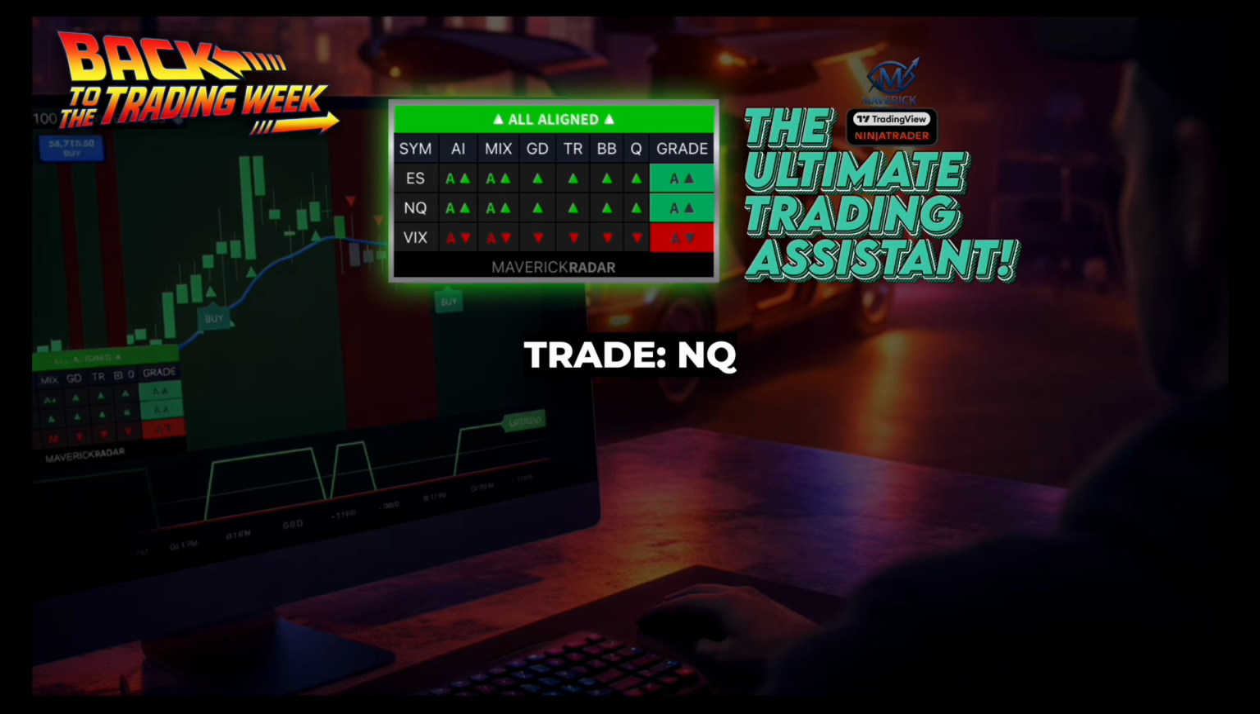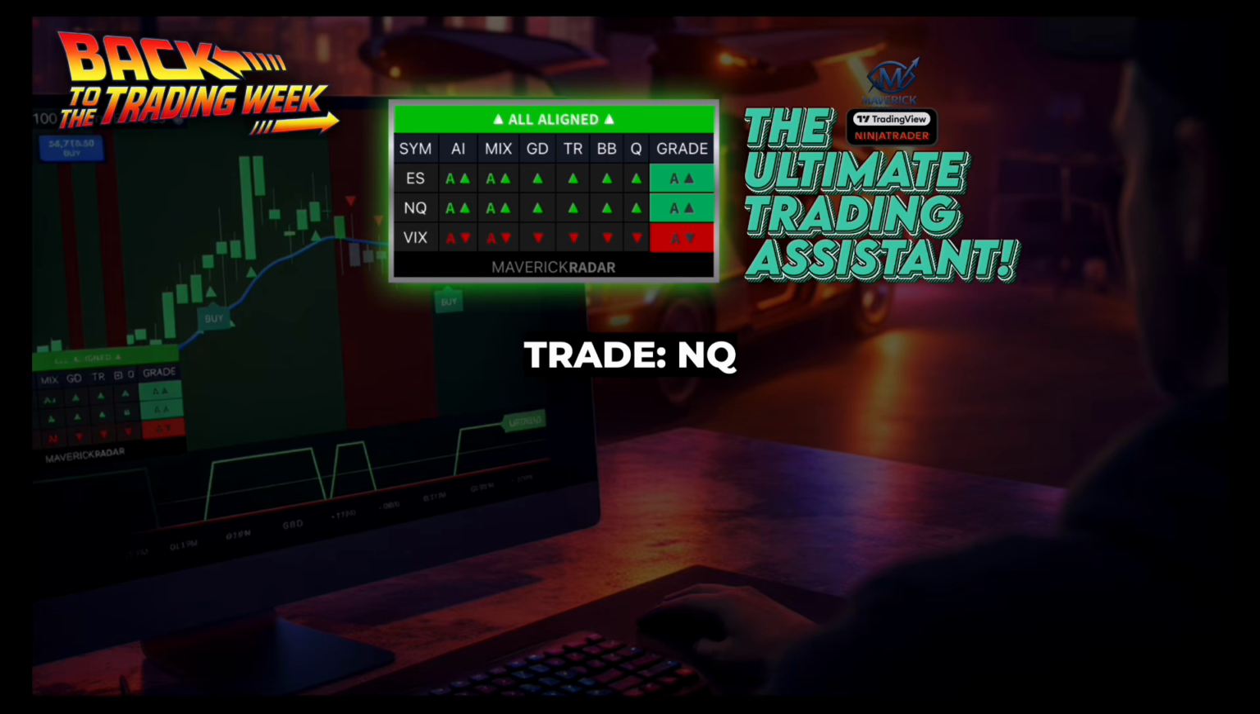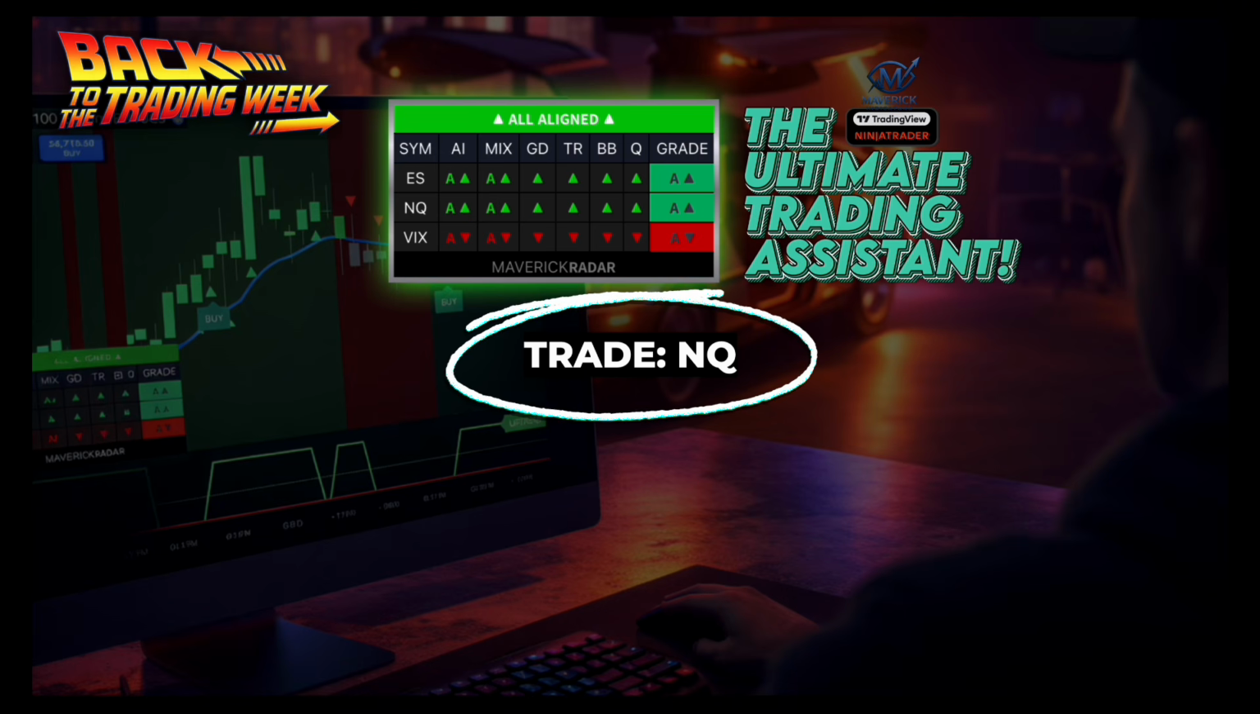So here are the rules of the game. We're going to look at trading NQ. Why NQ? Whether you trade futures, stocks, forex, crypto, options, whatever it is, as long as you can chart it on NinjaTrader or TradingView, our indicators work on both, so you can use your Maverick indicators. I like NQ because it's a good, centered look at the market, if that makes sense. So we're going to trade NQ.